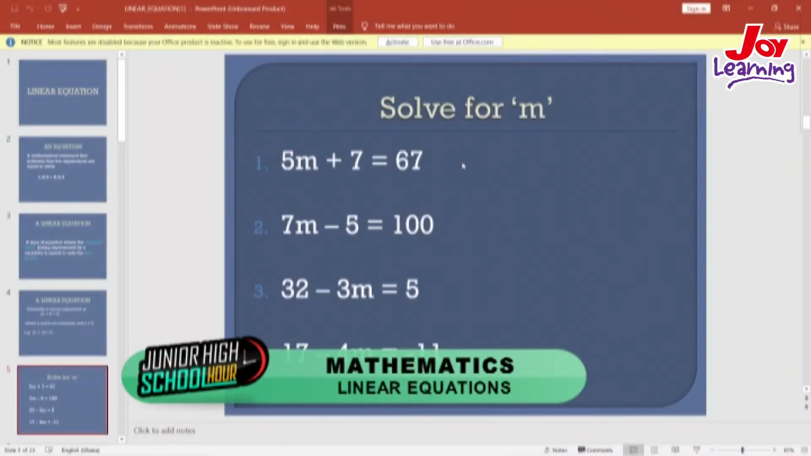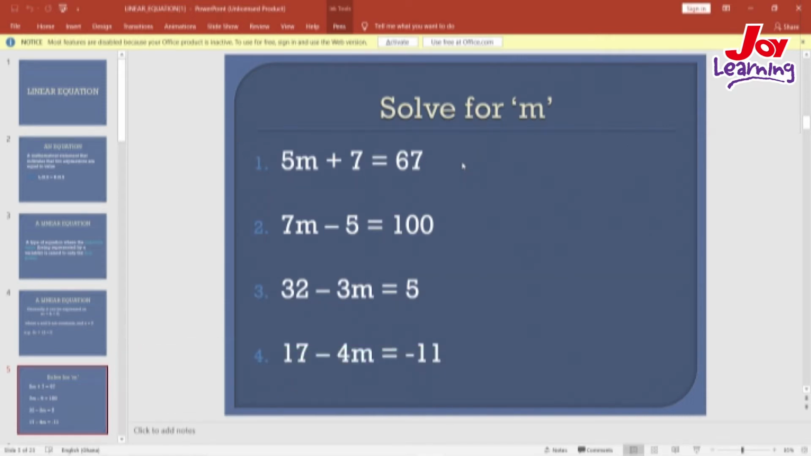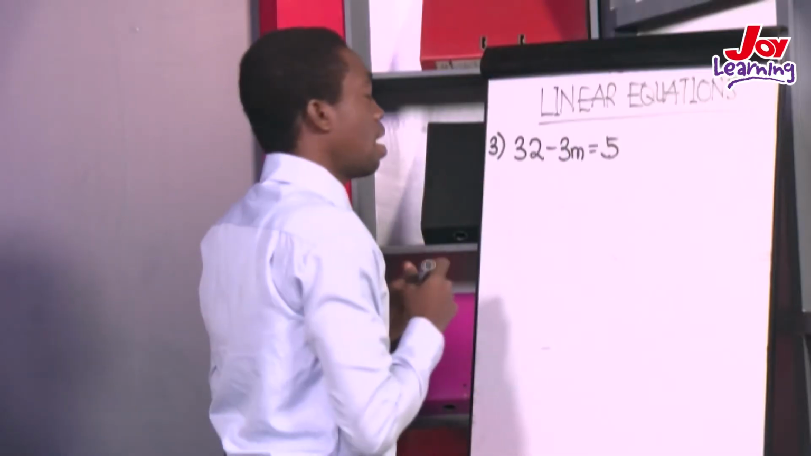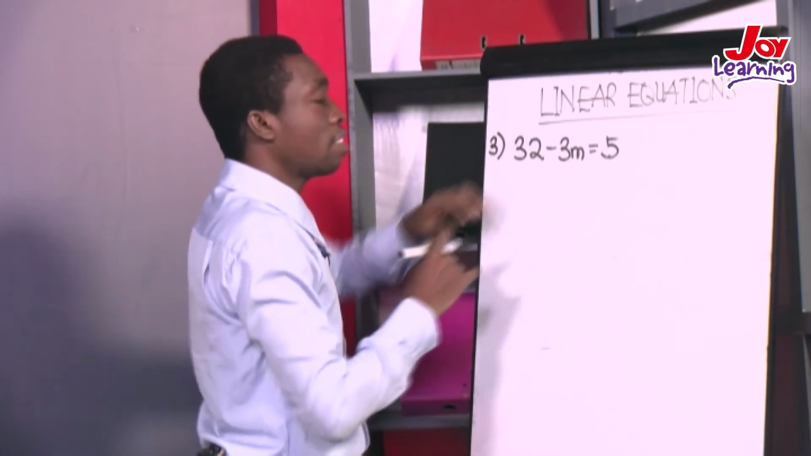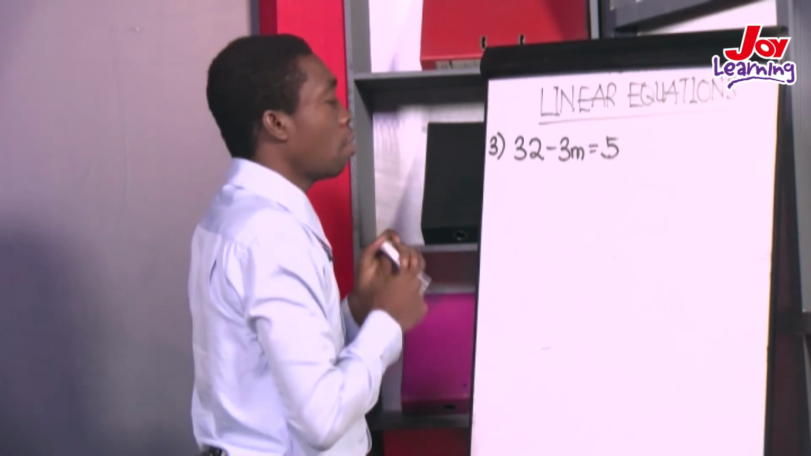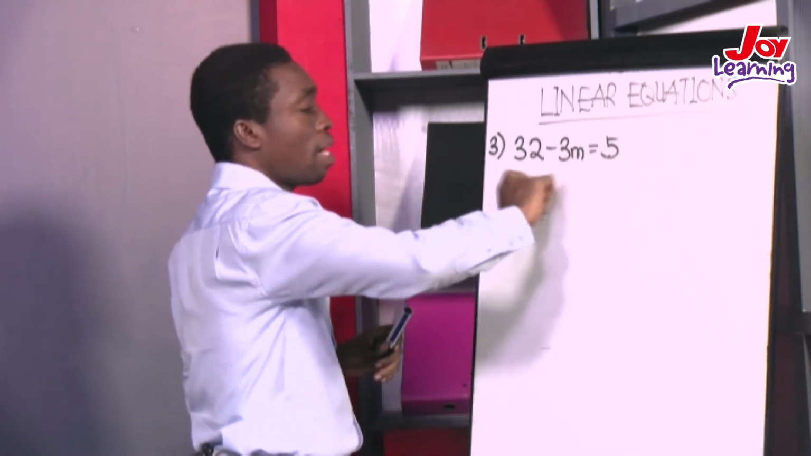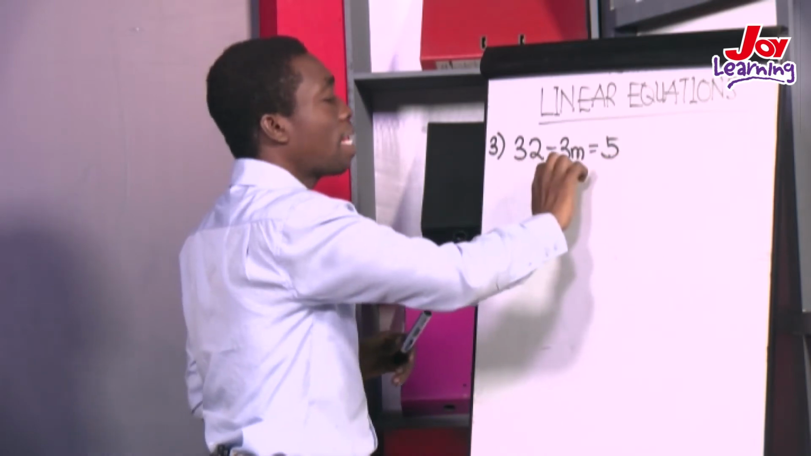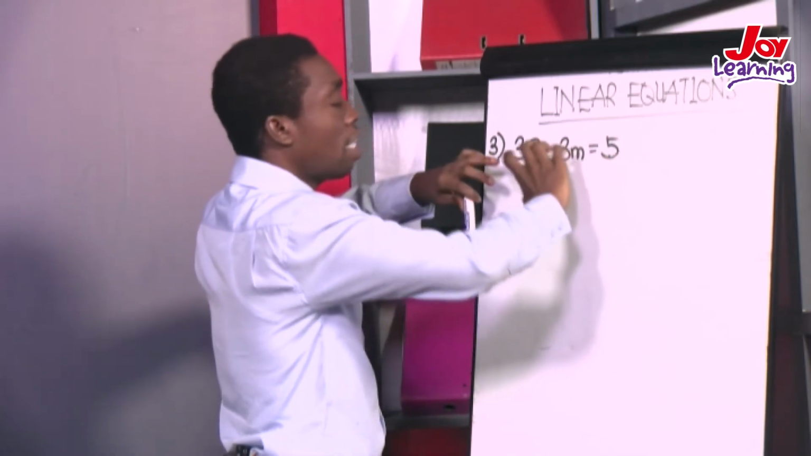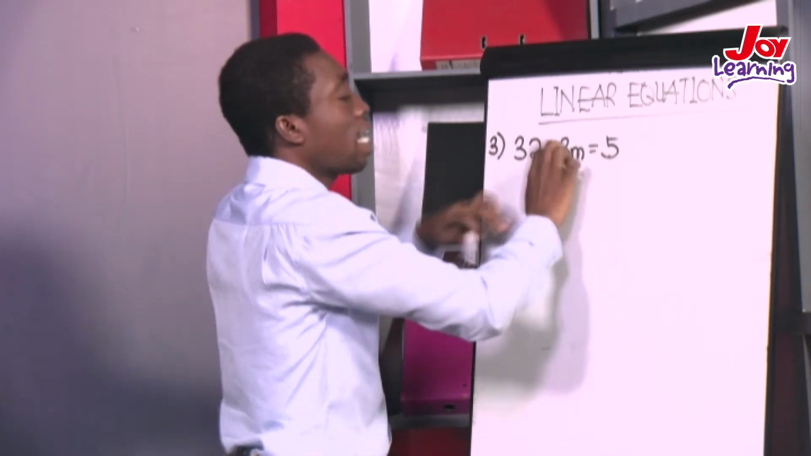Now for question 3, 32 minus 3m equal to 5. Okay, so this is what we have. This is where it gets a bit tricky for us. At this point, ideally I would advise that you make sure you get a positive sign for m. So rather than sending the other number to the other side, I rather send the expression containing m to the other side, so that I can get a positive value for m.